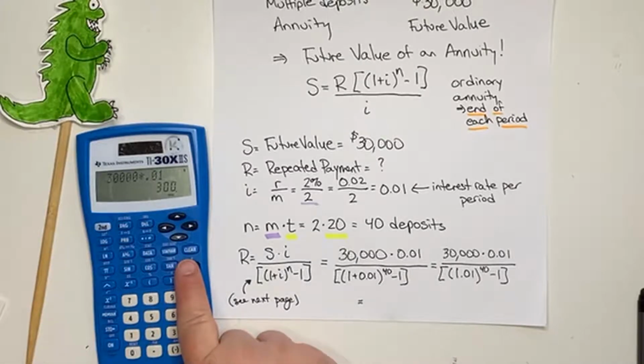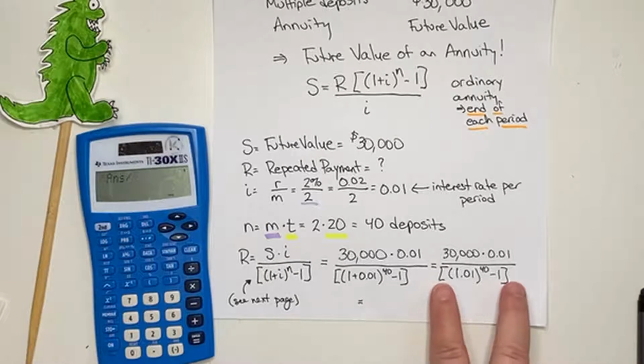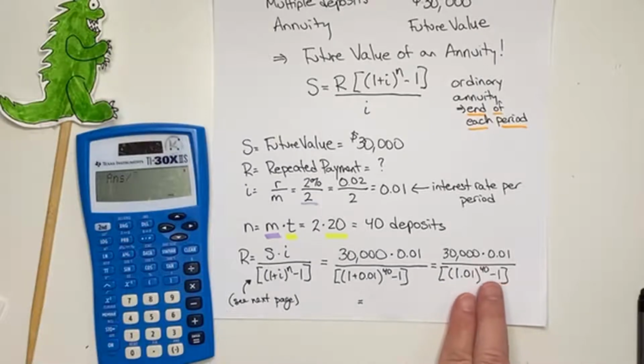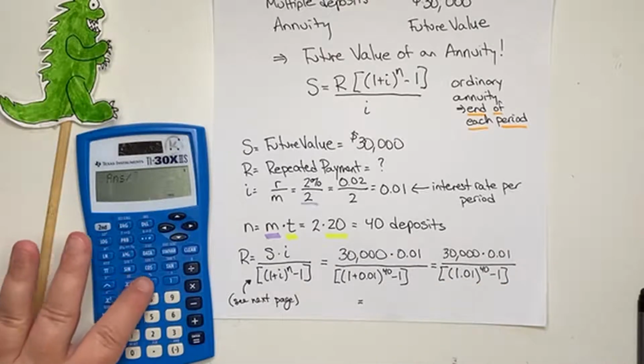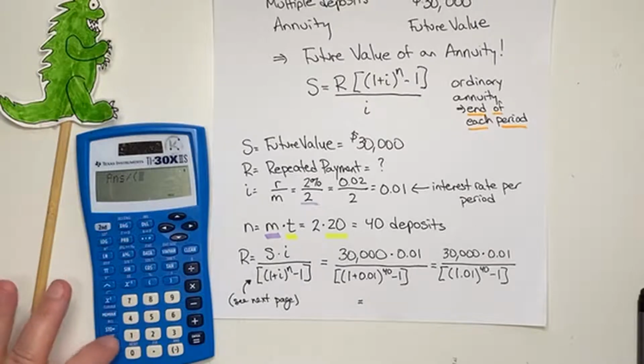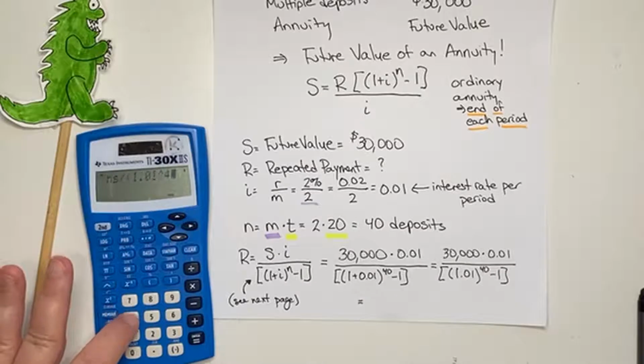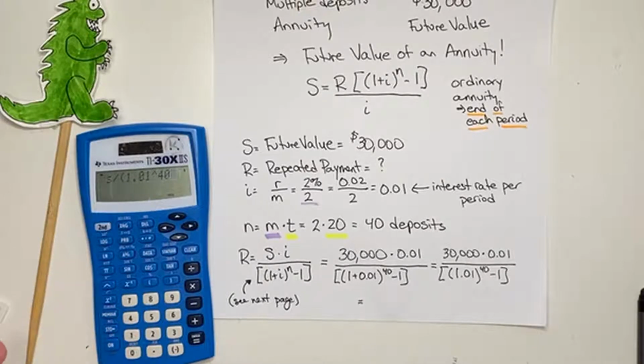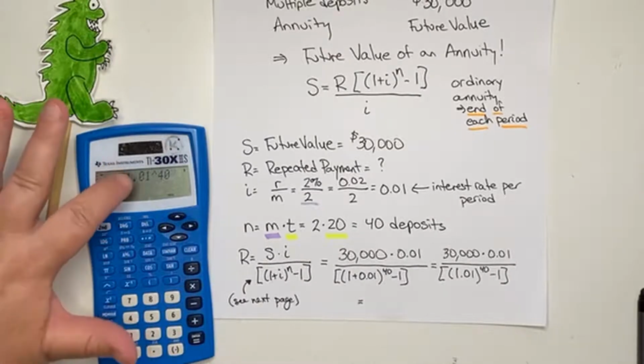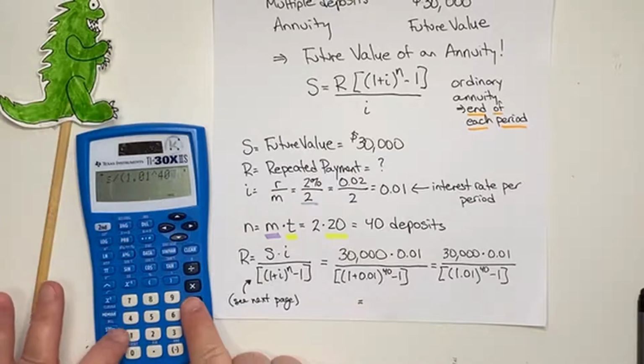Now I'm going to go ahead into the denominator. So I'm going to do divided by. Now, because this is two terms, because it's got the subtraction in it, I'm going to start with an open parenthesis. And then I'm going to do 1.01 raised to the 40th power. And then on my calculator, I can go right into minus 1.